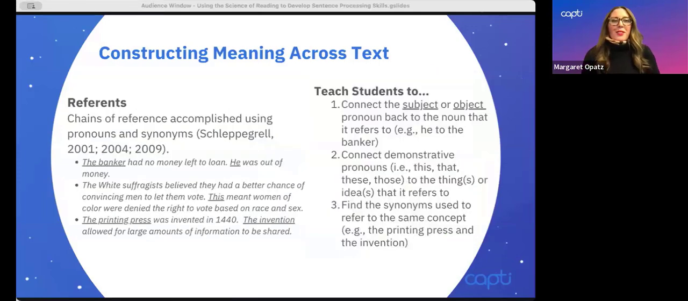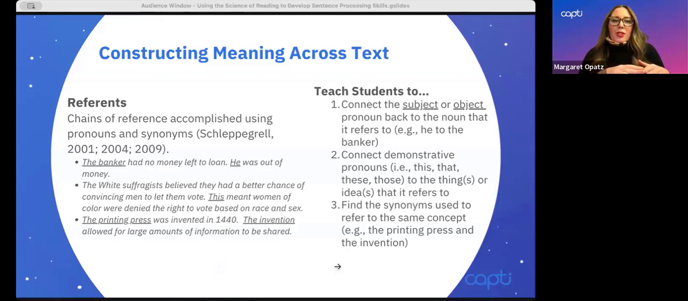I just had another example there. Okay, so another thing that happens within constructing meaning across the text is we use chains of reference by using specific references that are pronouns and synonyms. Kylene Beers and Robert Probst have this in their nonfiction book that they published in 2016, and I like their examples in that book as well. Chandra, thanks for sharing out that book about The Writing Revolution. I think that's a great resource as well.